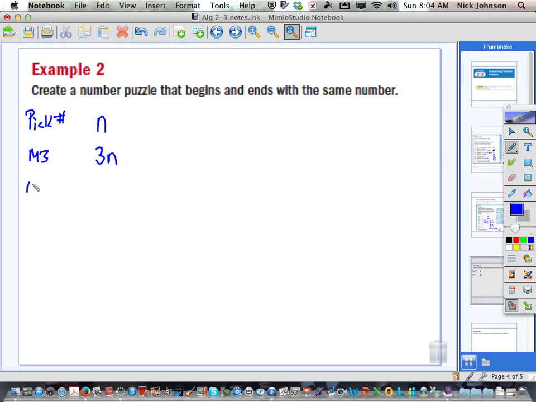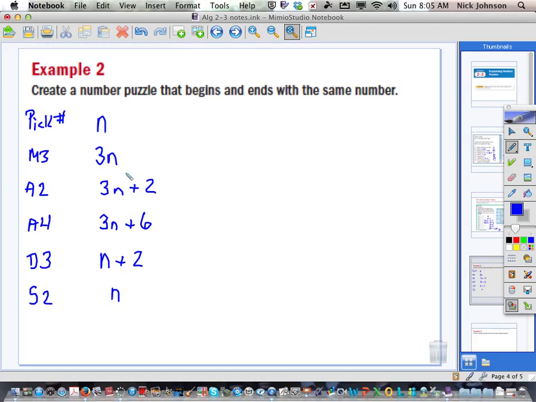Okay? And then I'm going to add 2. So I get 3n plus 2. Okay? And then I'm going to add 4, which gives me then 3n plus 6. Okay, 4 plus 2 is 6. And then I'm going to divide by 3. And when I divide by 3, 3n divided by 3 leaves me n. 6 divided by 3 leaves me with 2. And then I'm going to subtract 2. So 2 minus 2 leaves me with n.